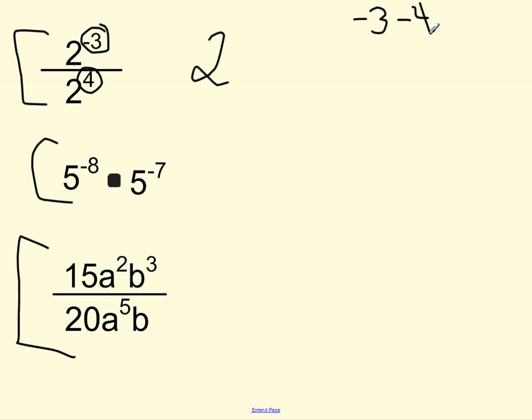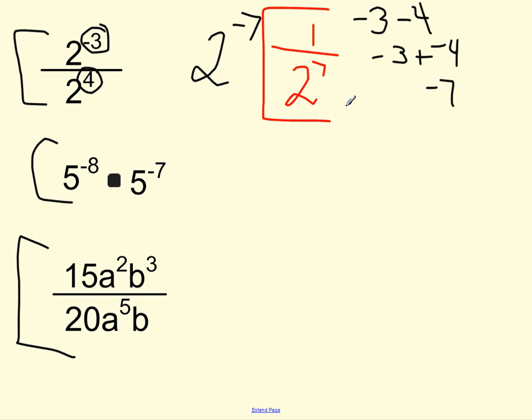Because you guys need this understanding of integers when you do every unit from here on forward. So negative 3 minus 4 is negative 3 plus negative 4, which gives you negative 7. So our 2 now is going to have an exponent of negative 7. But what does a negative exponent tell us to do? It tells us that we have to put this as a fraction with 2 to the 7th on the bottom. The negative exponent sends it to the bottom of a fraction.